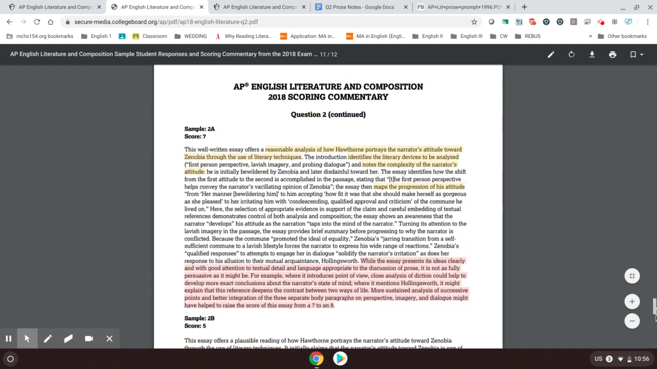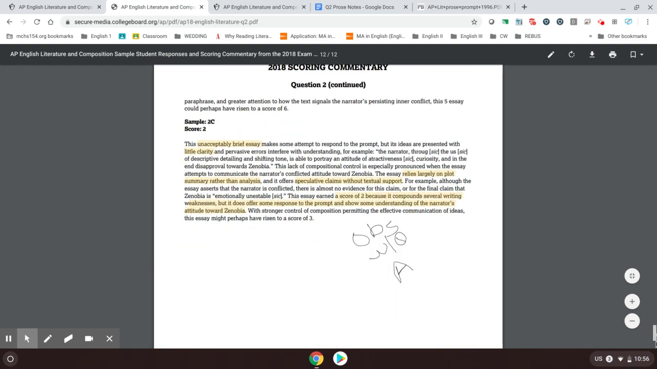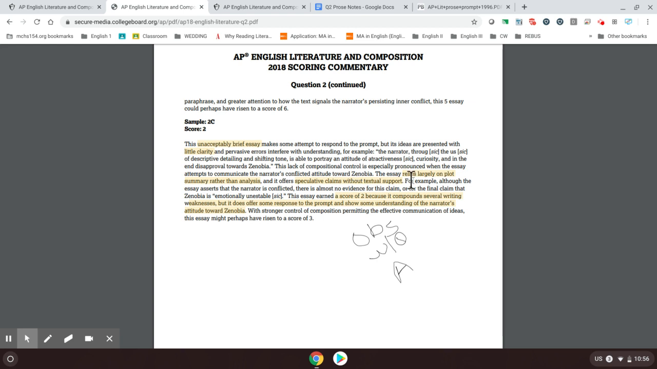All right, so returning back down to the scoring summary, we can see some of the things I highlighted. Overall, I would say this essay, its biggest failure is that it's a bunch of observations and summaries without any analysis. The scoring commentary calls it unacceptably brief. I would agree. There's little clarity, meaning they make these statements and they don't back anything up. It relies largely on plot summary rather than analysis. It has speculative claims without textual support, aka observation without analysis.